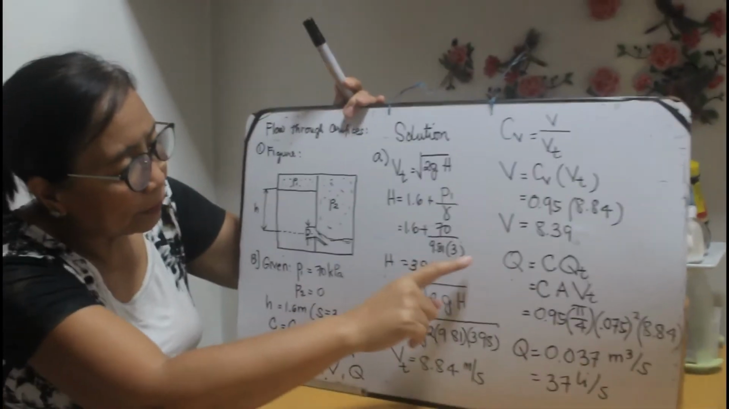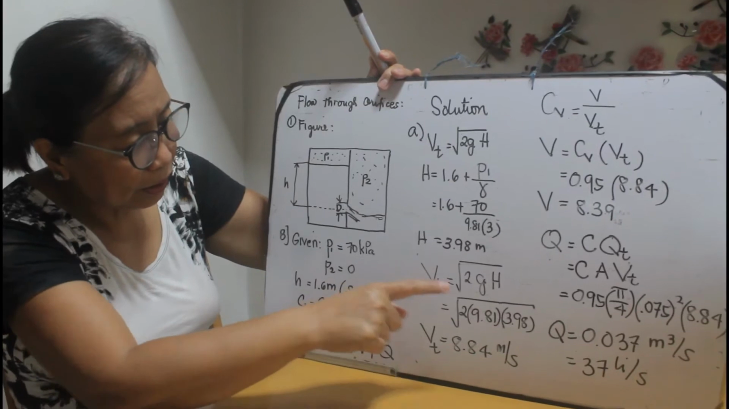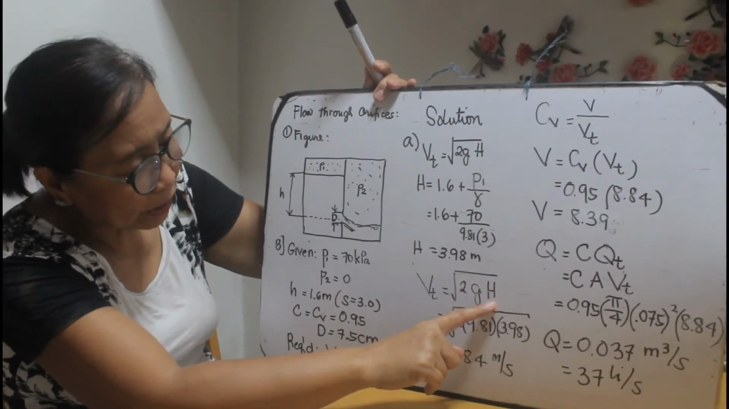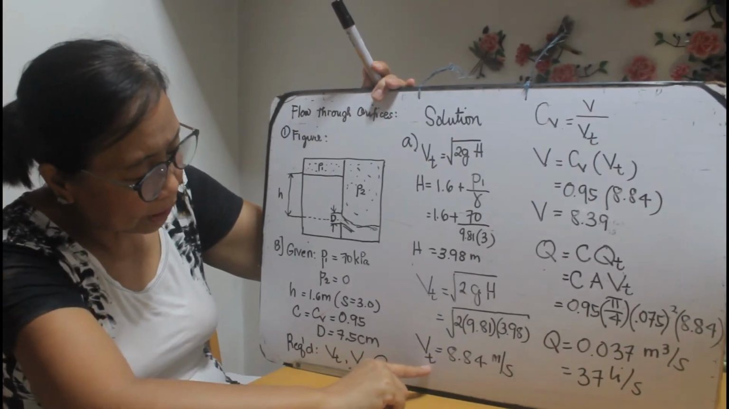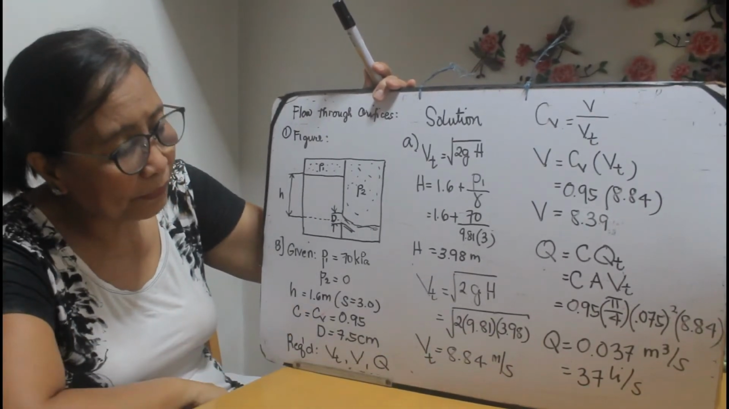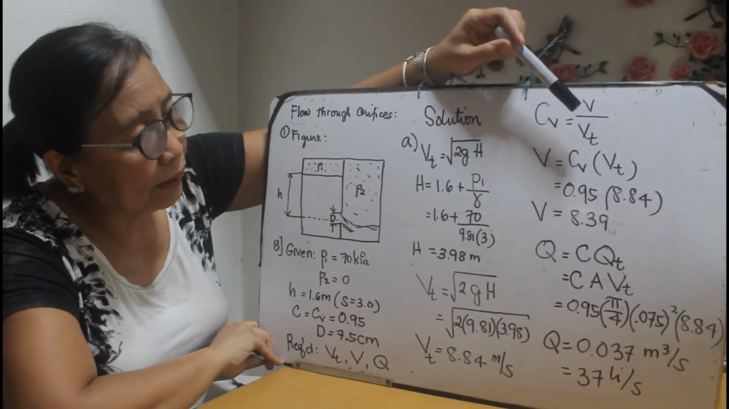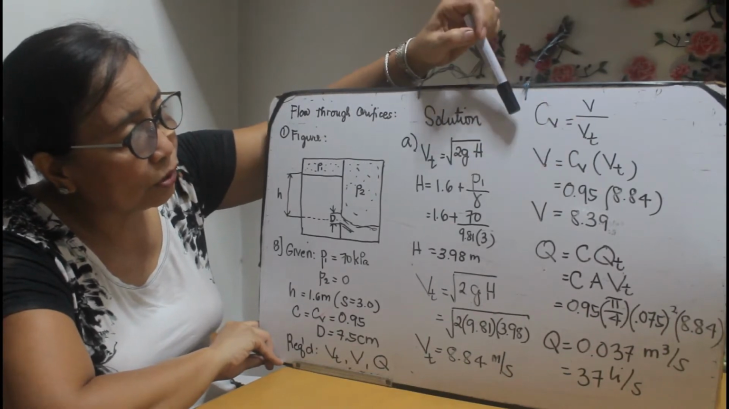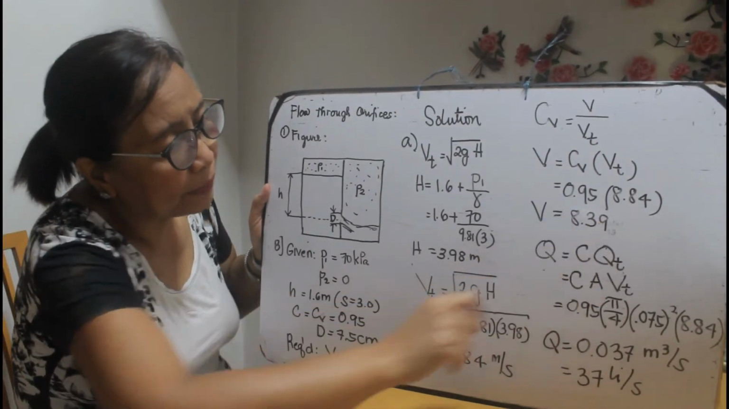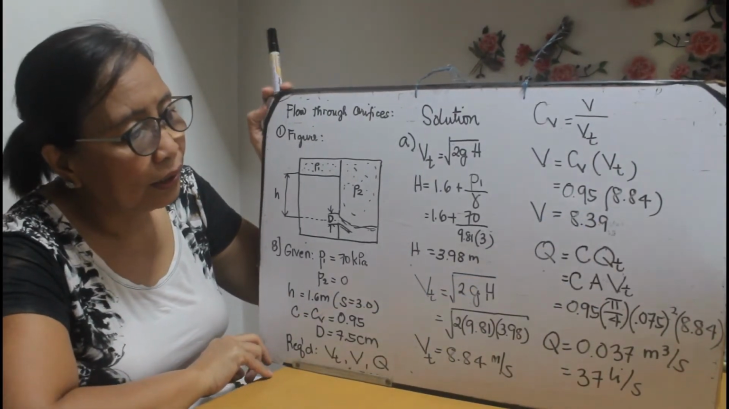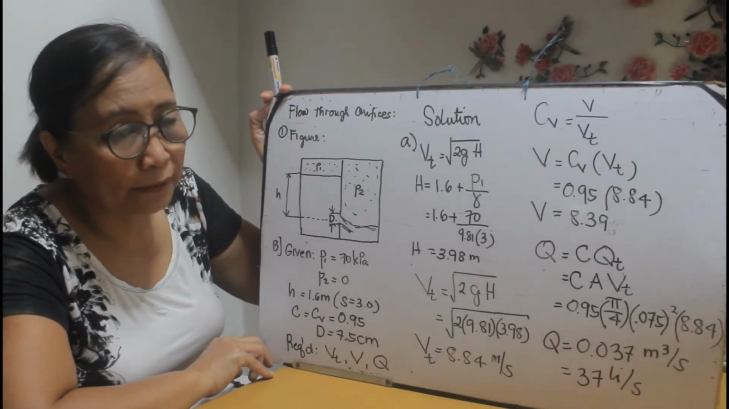The height of water and the pressure head. Okay? So, V sub t is the square root of 2gH, where this is now the capital letter H, the total head. So, we just substitute. The theoretical velocity is 8.84 meters per second. And then, since we know the theoretical velocity and C sub V is given, the actual velocity can be computed as 0.95 times 8.84. So, the actual velocity is 8.39 meters per second.